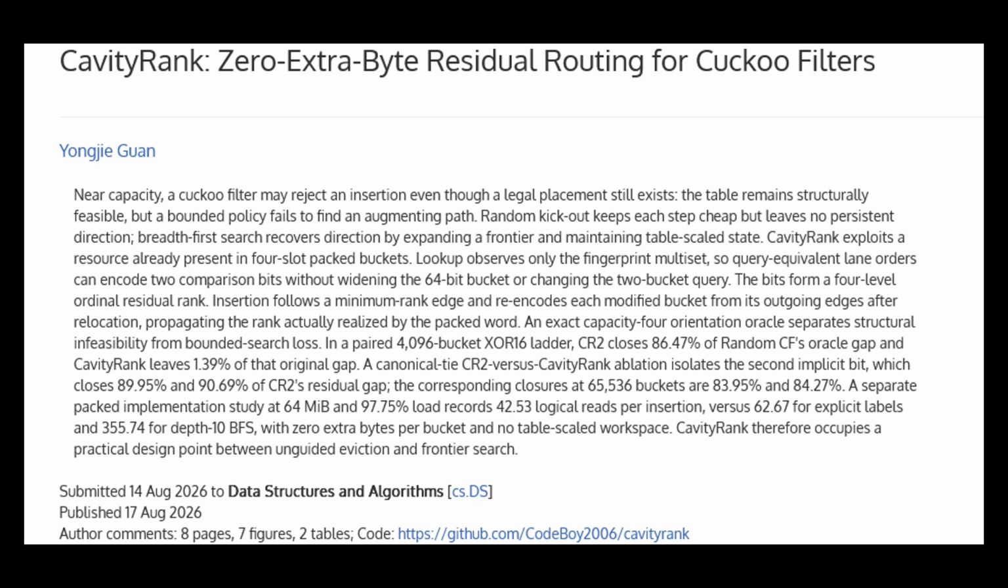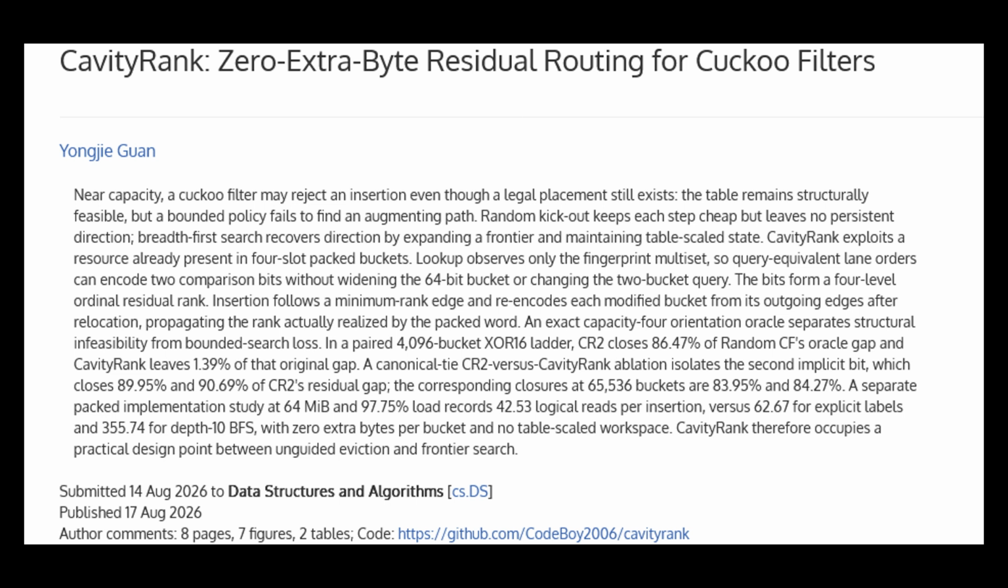Measuring success, separating capacity from search. One of the paper's important contributions is distinguishing between two types of failure. An insertion might fail because the table is genuinely full; there's no possible arrangement that accommodates all items. Or it might fail because the bounded search policy simply couldn't find the arrangement that does exist. To separate these, the authors use an exact oracle that performs an exhaustive search to determine whether a given prefix of items is structurally feasible.